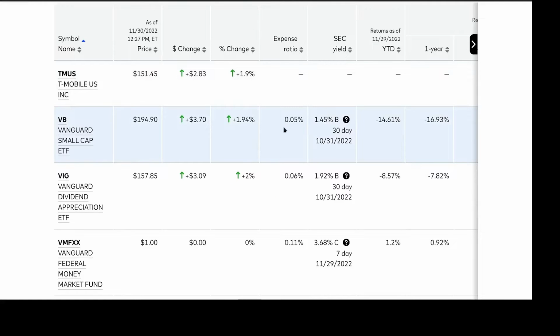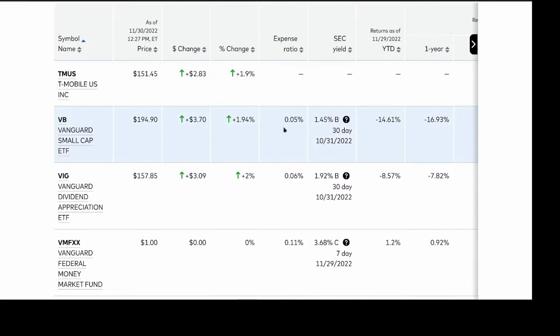Now you can do balances by date, and if you start clicking on price and returns, you would think you'd be able to find that, but no, it's kind of the same deal. You see the expense ratio, the SEC yield, and the returns as of year to date, 1 year, 3 year, but you don't see anything for today, and that really annoys me.